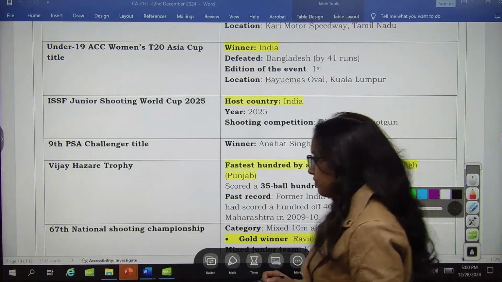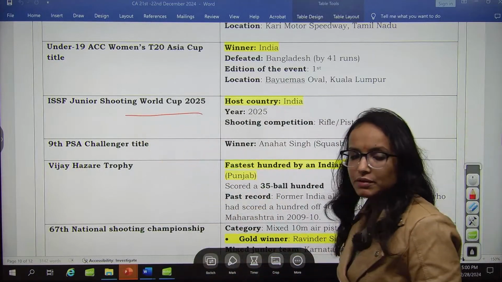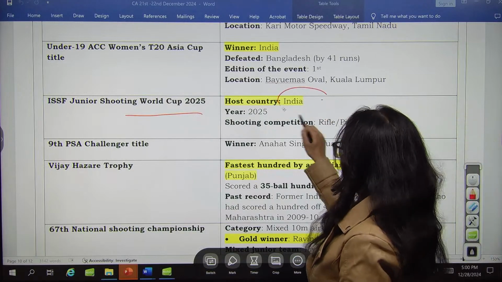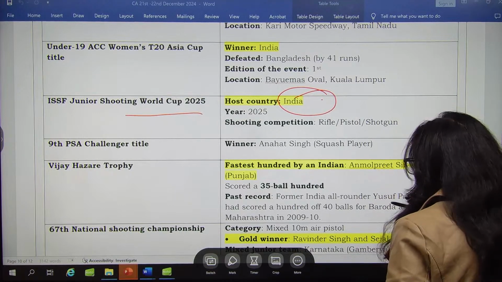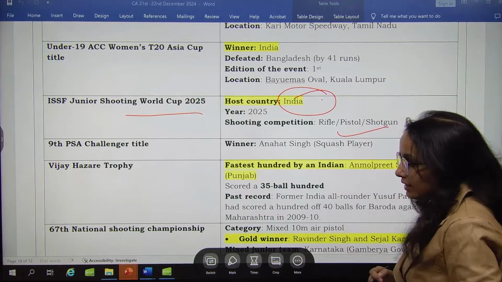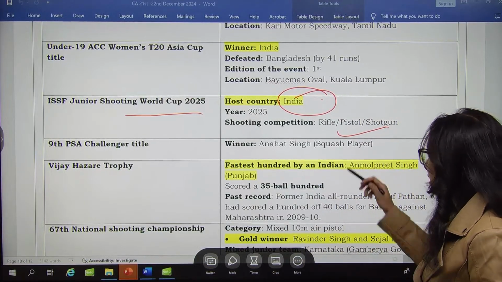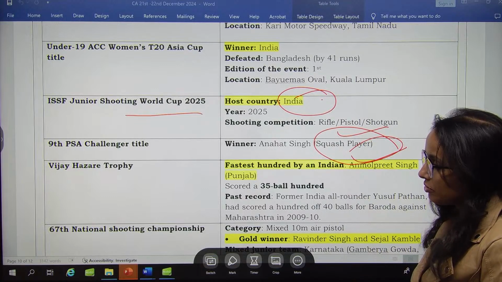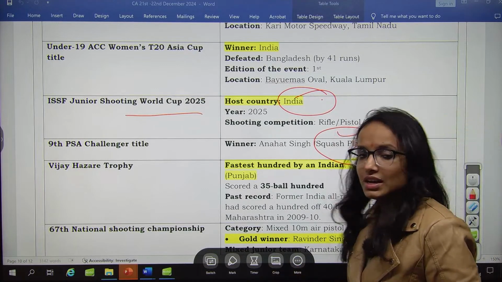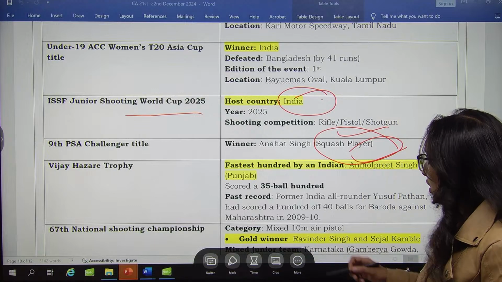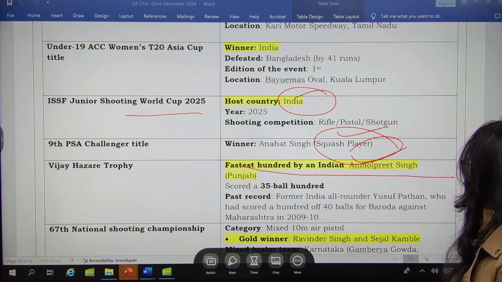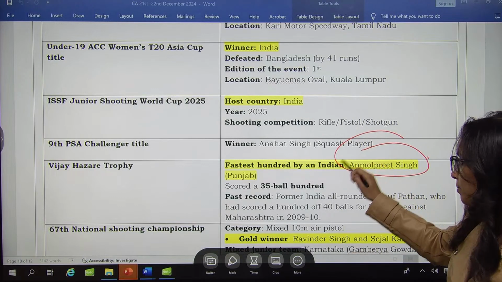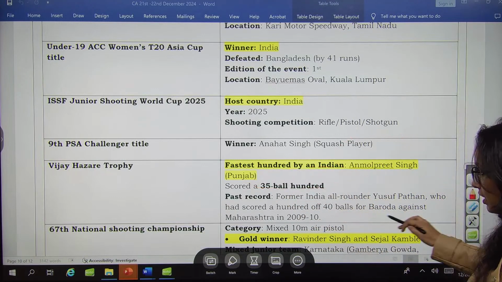Then the ISSF Junior Shooting World Cup 2025 host country will be India. By now you remember this, right? Then the 9th PSA Challenger title winner is Anahat Singh, squash player. Then you have Vijay Hazare Trophy. Under this, the fastest 100 by an Indian man is by Anmol Preet Singh from Punjab, a 34-ball 100.